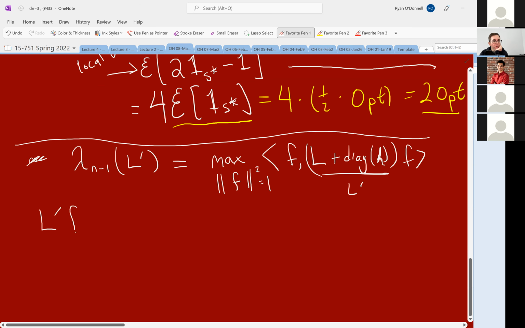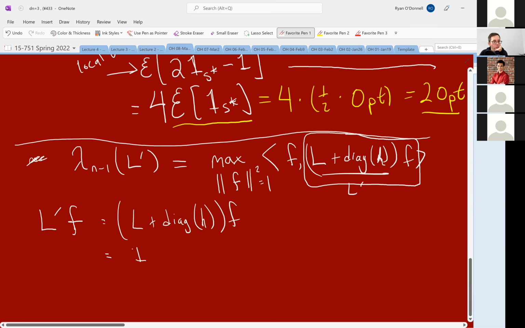Maybe. Actually, it's a little bit similar to what we were just talking about. Here we see L prime F. So what is the definition of L prime F? It's L plus diag H, and then I minus, sorry, then we can think of L as I minus K. Sure. Maybe I'll write capital H just so I don't have to keep writing diag H. It's a little alphabet soup here.